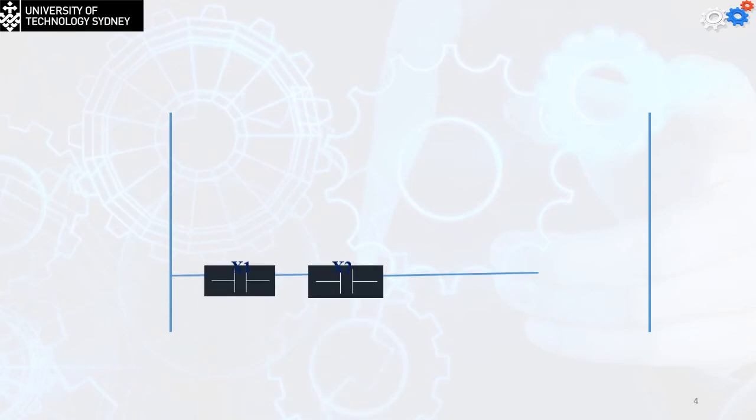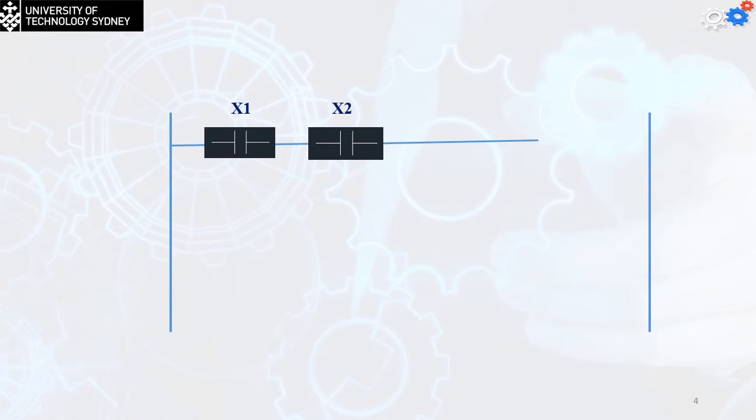Now to make the ladder diagram, this is the ladder, and now we have to make the rungs. The first one is going to be x1 and x2. This is the AND function. So we should have x1 and x2.